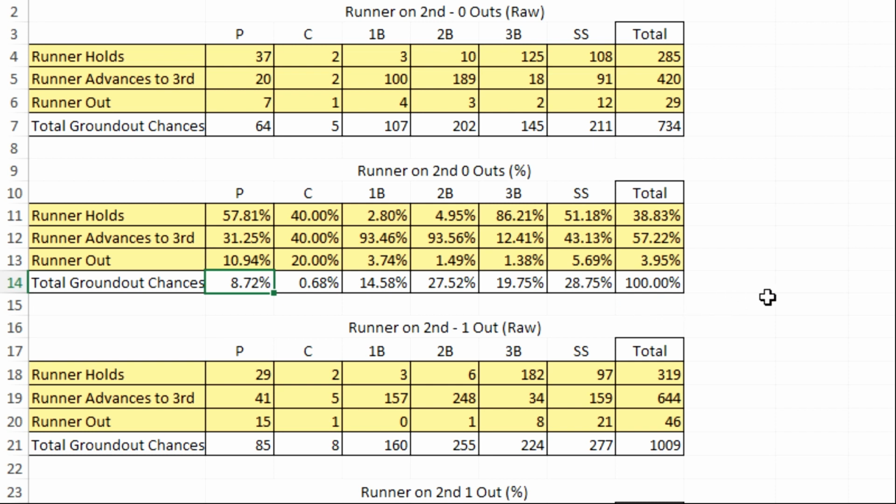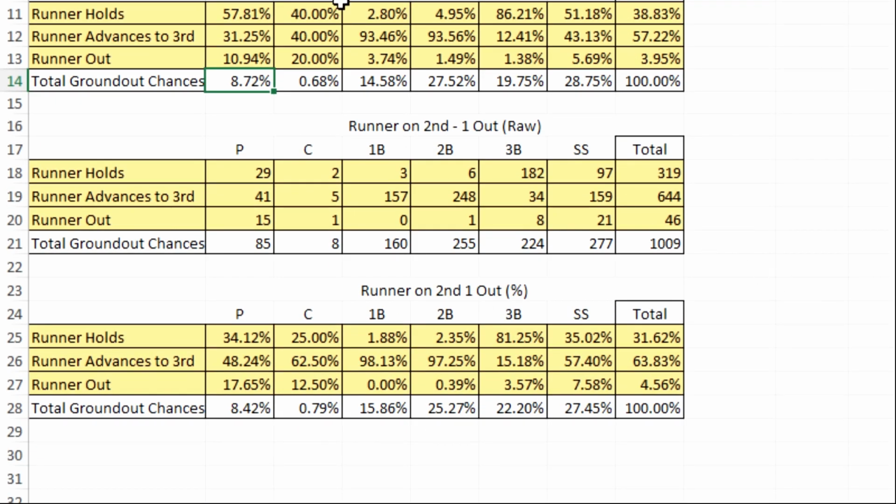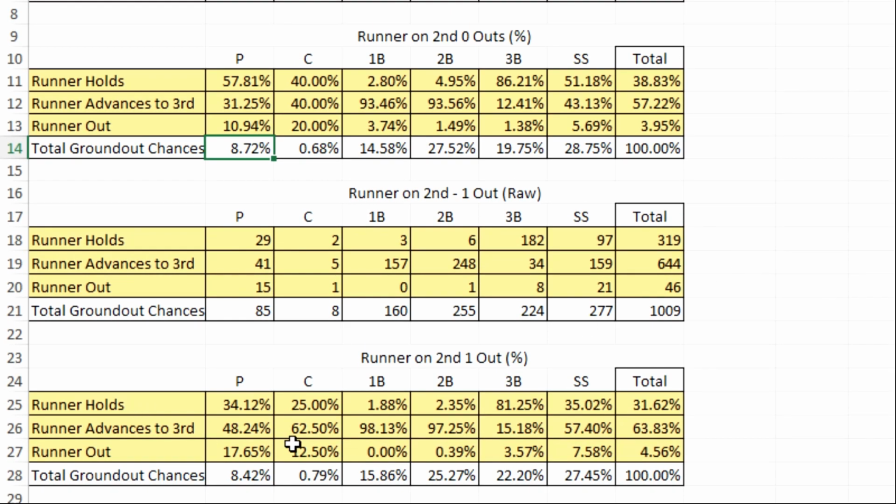Now let's see if that's different with one out. And if we look at the percentages here, you can see both percentages in the same screen. We see that the runner advances to third a little bit more of the time than with no outs. So they're taking a little bit more of a risk. And for the most part, if we look at the positions, pitcher, for example, we can see that they held almost 60% of the time, whereas with one out, they only hold about a third of the time. They're advancing half the time.